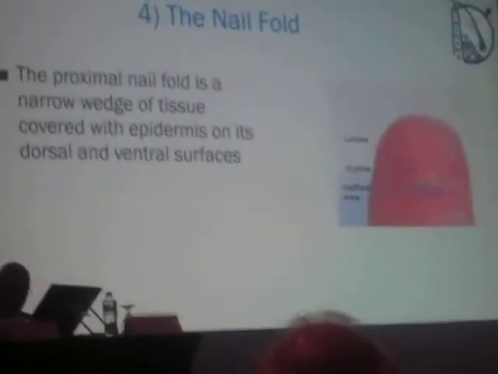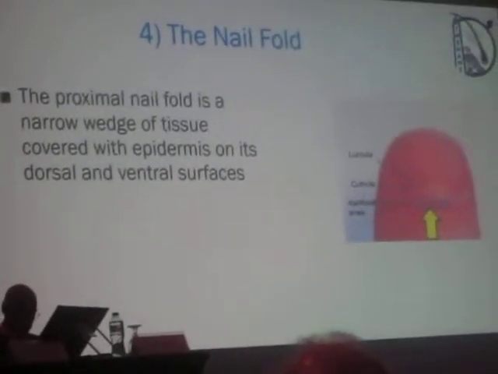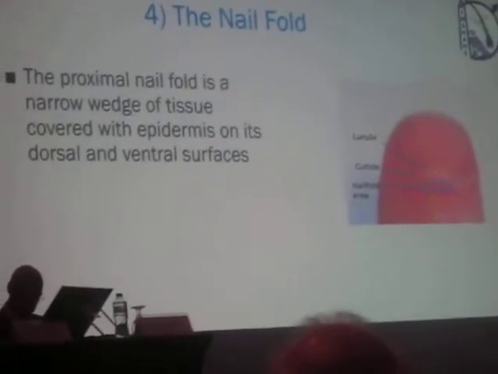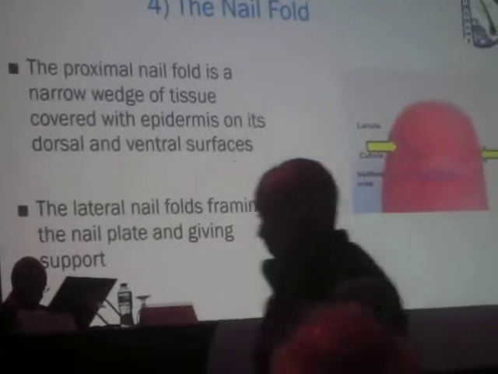Fourth, and the last piece of the macroscopic anatomy of the nail, is the nail fold. We have the proximal nail fold, which is a narrow wedge of tissue covered with epidermis on its dorsal and ventral surface, and we have the lateral nail folds framing the nail plate and giving support.